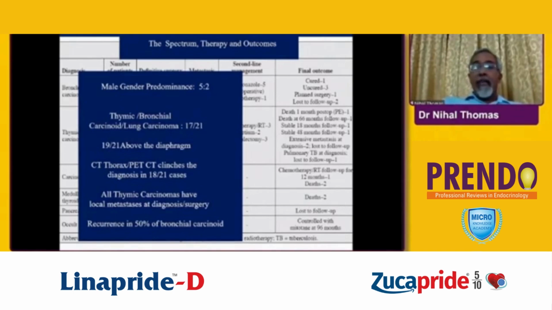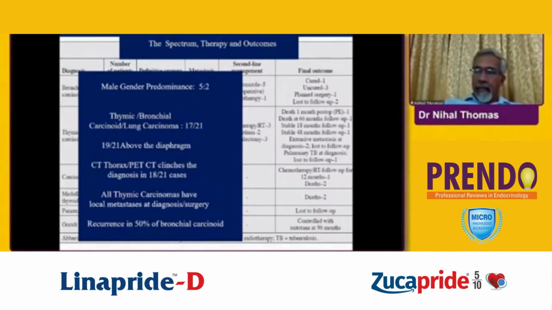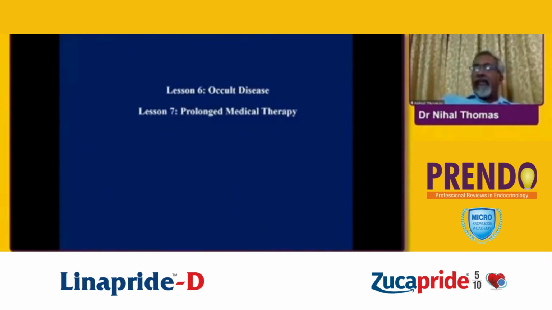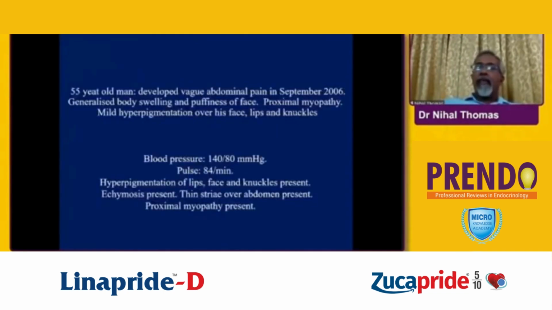The CT thorax or a PET CT clinches the diagnosis in 80% of cases. All thymic carcinomas have local metastasis at diagnosis or after surgery in our series, and there is a 50% recurrence of lesions in our patients who had bronchial carcinoids. Our next lesson is that of occult disease and our story of prolonged medical treatment.